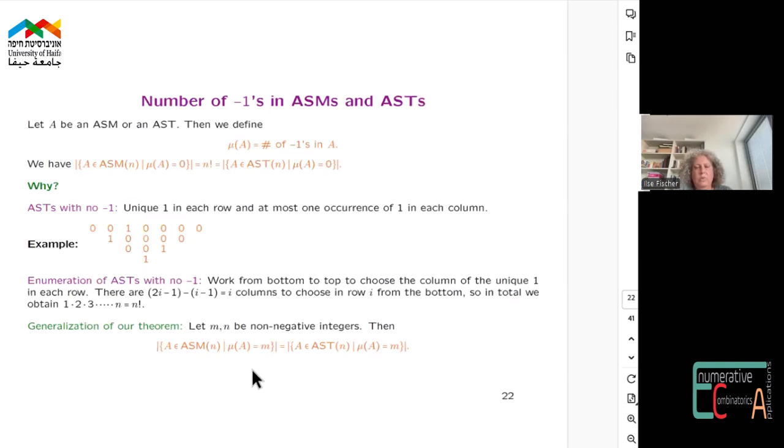If you ask for all alternating sign matrices on triangles where the number of -1s is m, then you get the same number. And that proof is, again, very complicated, much more complicated than what I've just shown you, and a horrible computation.